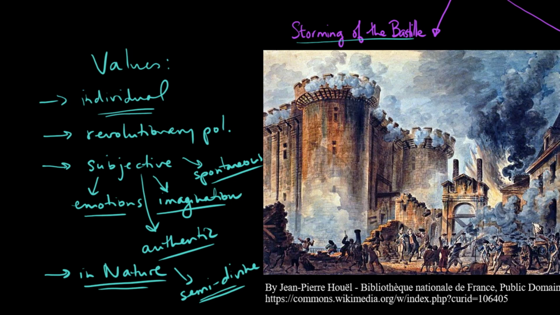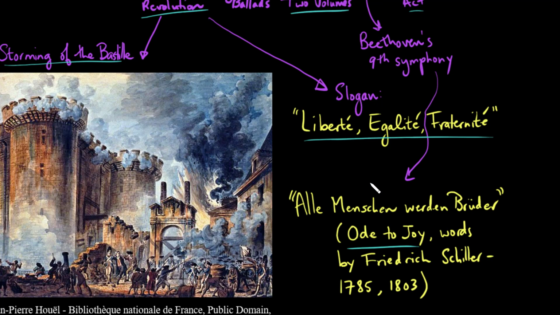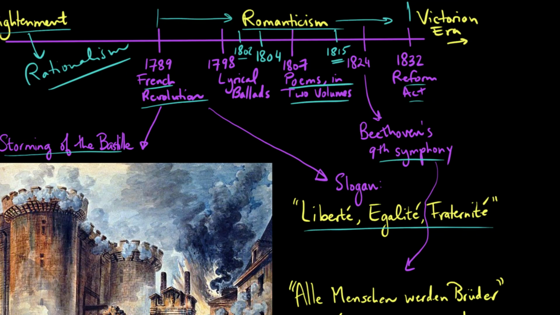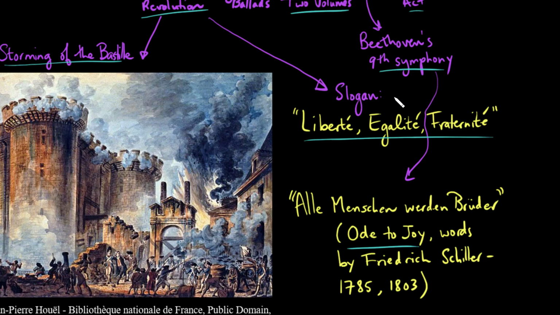Okay, so that gives us some background to Romanticism, and we can see this expressed in many places. And I have a quotation here from the Ode to Joy, this poem by Friedrich Schiller, and this poem became the basis of Beethoven's Ninth Symphony. The fourth movement of the Ninth Symphony, which was completed in 1824, just to give the date here. The fourth movement is the Ode to Joy, this kind of choral piece.